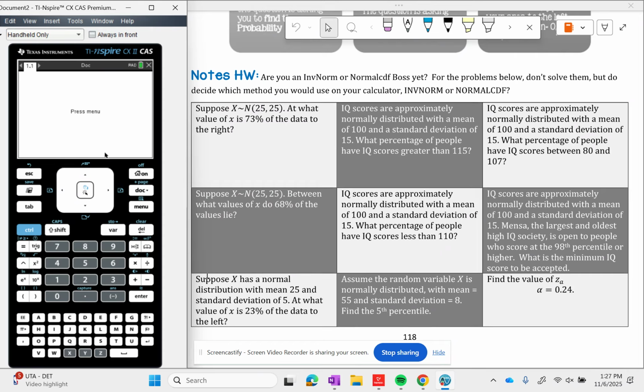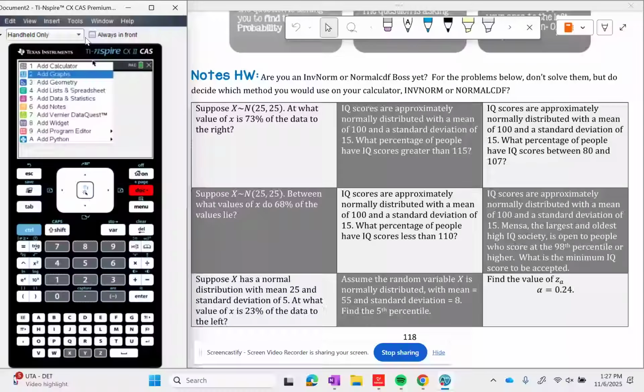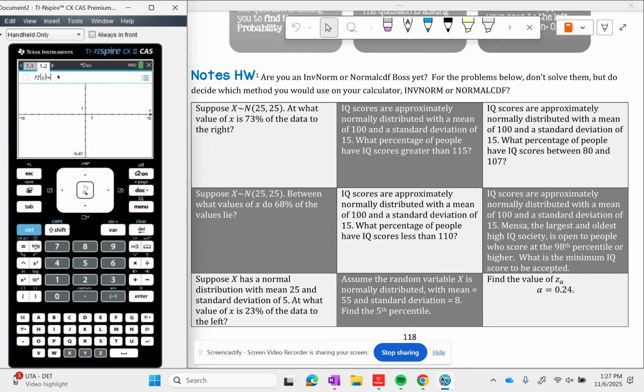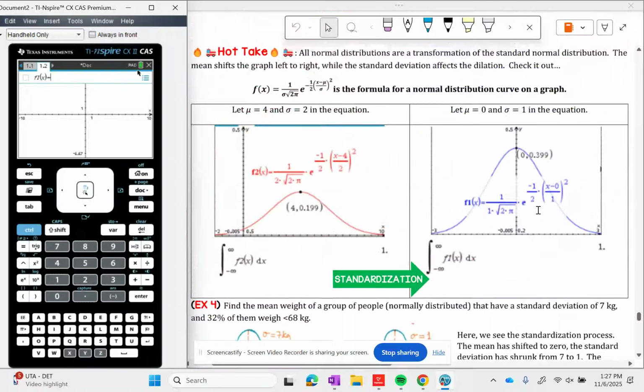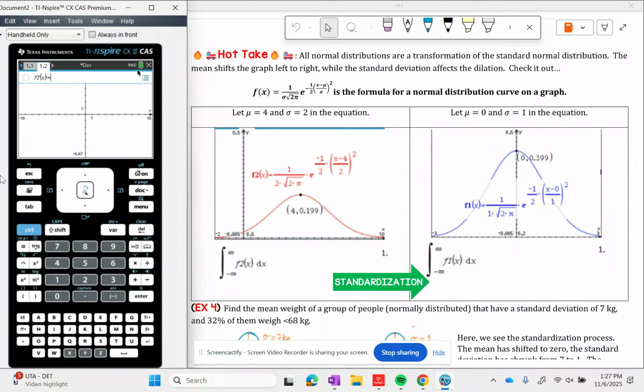So let's go to a graph page. And we're going to type in, it's on page, oh, there's a big arrow in front of it, 117, I think. It says under hot take, there's an equation. Oh, I think I can scroll up to it actually. Right here. Okay, boom. So I'm typing this in right now.